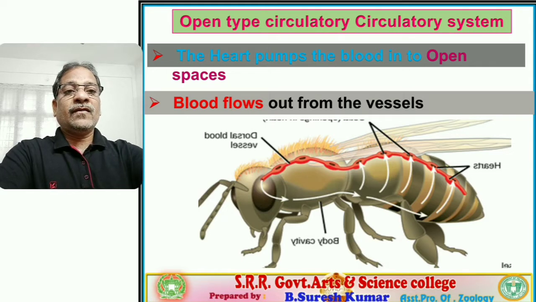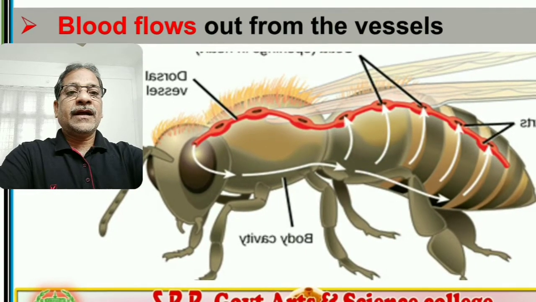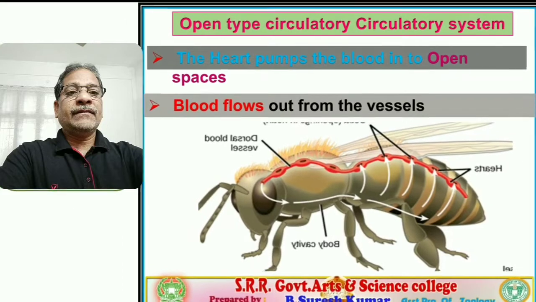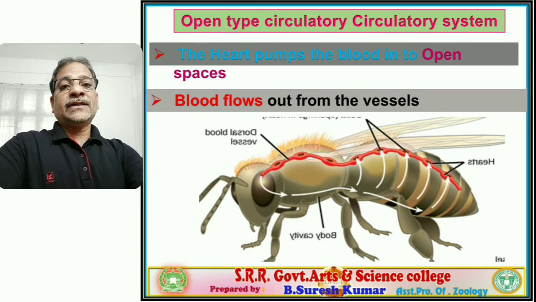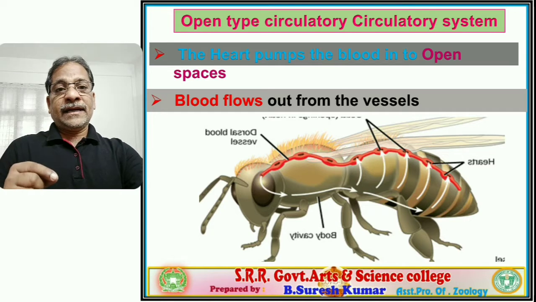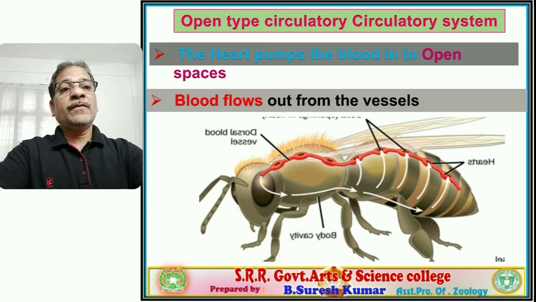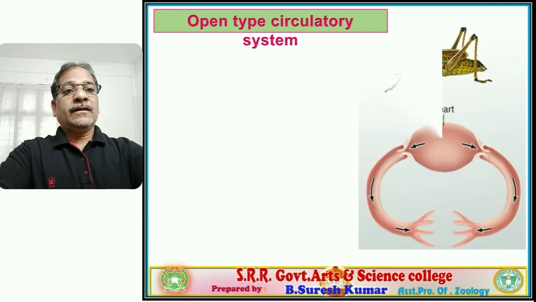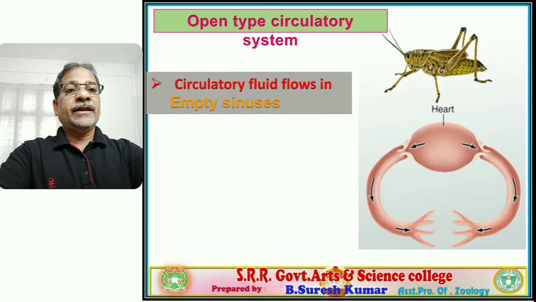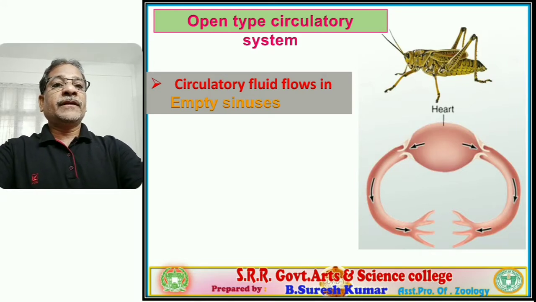You observe the arrow, the white color arrow. You observe the blood flows out and circulates in body cavities, spaces in which the organs are suspended. The organs, the viscera, are directly bathed in blood and collect the material directly from the blood. So that is the open type of circulatory system. So what about the circulation phenomena in the open type of circulatory system? Let us see a visual representation.